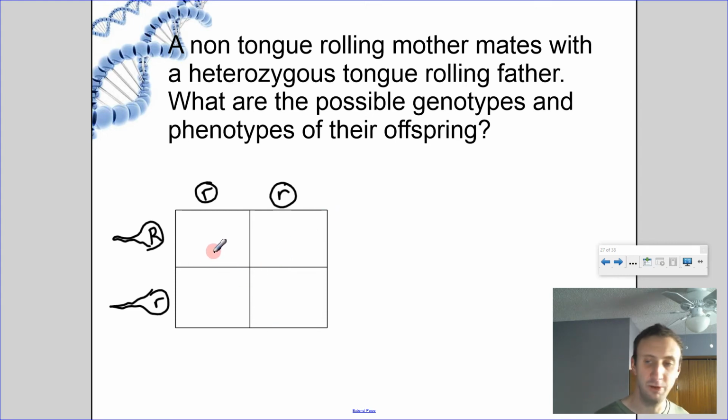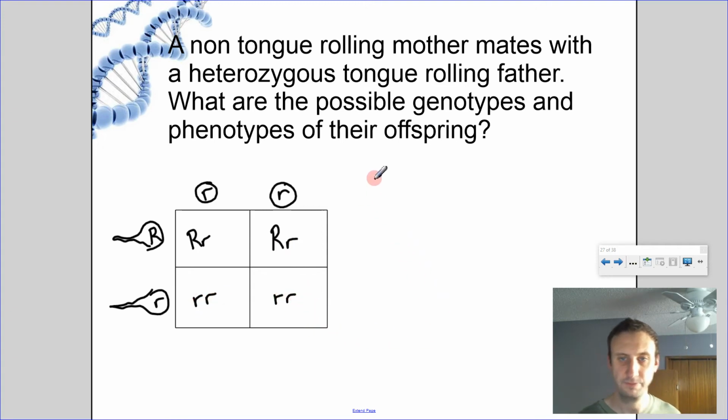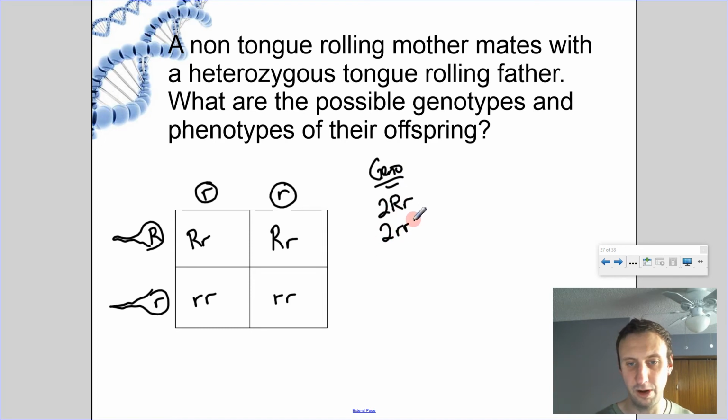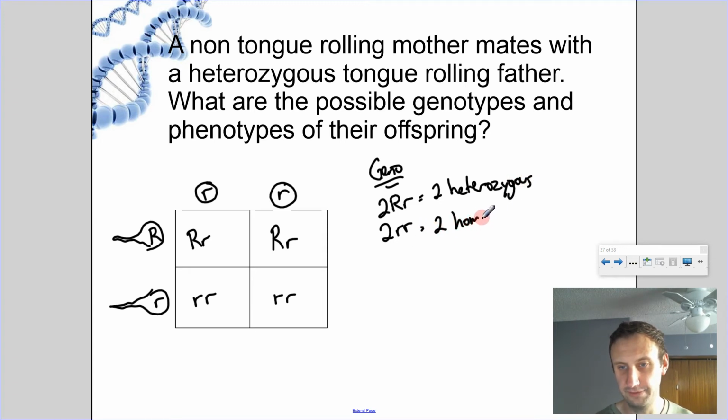All right, so now, what do we have for offspring? Well, capital R, little r, this would be a heterozygous, a homozygous recessive, and a homozygous recessive. So genotypes, what I have is I have 2 capital R, lowercase r, and I've got 2 little r. So I have 2 heterozygous, and I have 2 homozygous recessive.